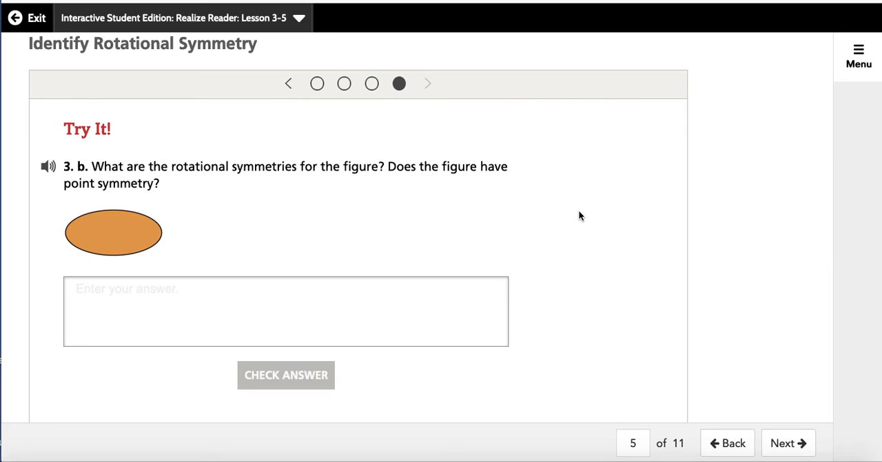Here's another try it. Click pause if you want to try it on your own, and then come back. What are the rotational symmetries for the figure? Does it have point symmetry?